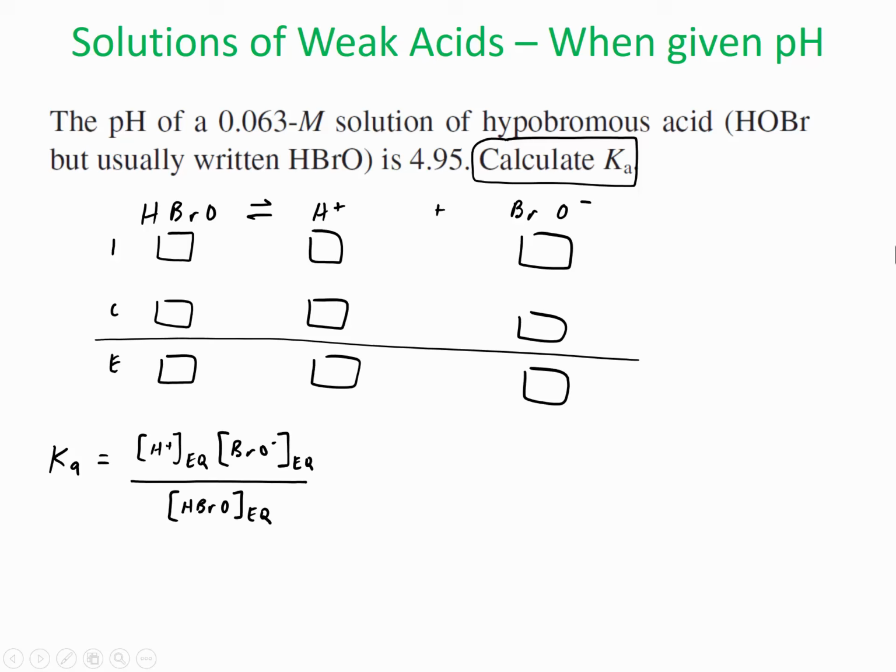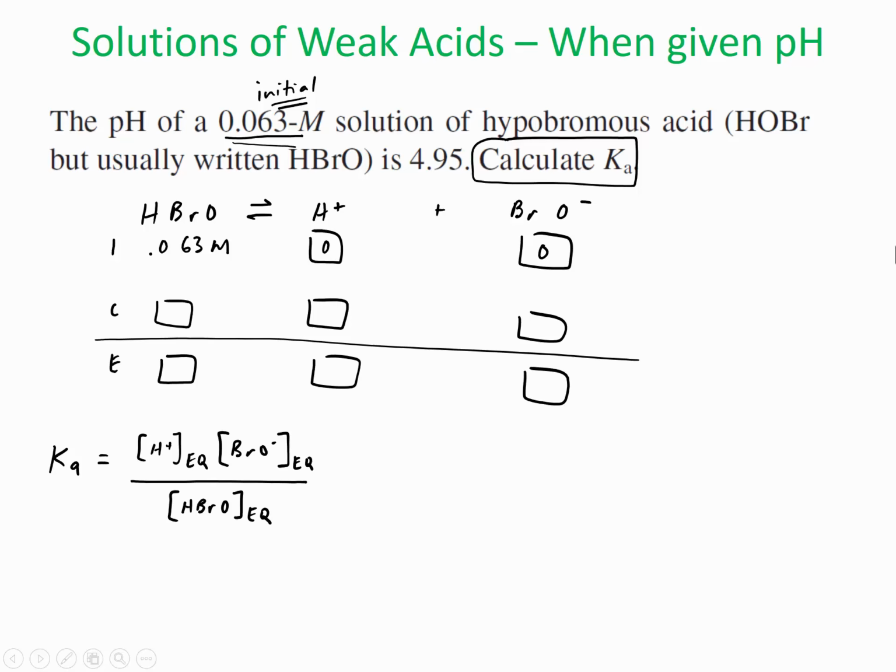Okay, so let's sort out what they're giving us here. It says the pH of a 0.063 solution. This is the initial amount, the initial concentration, of HBrO, so that would be this number here, 0.063 molar. These are going to be zeros because you won't start with anything. Now, an interesting thing on this question is, what is the pH? Which box are they giving us?